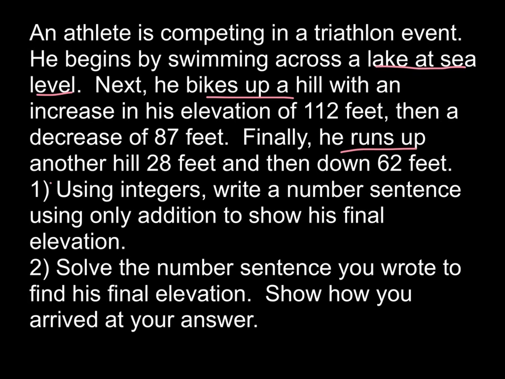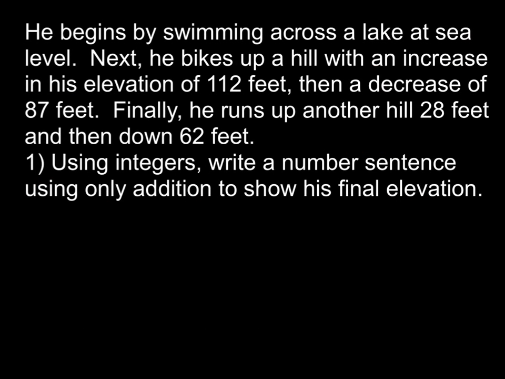And our first thing that we have to do here is write a number sentence using only addition to represent what the athlete does. So let's take a look at this. The very first thing that happens is that he's at sea level. Well, we should know that sea level is 0, and that's where we start. Now I know that I have to use only addition, so I'm going to go ahead and put my addition sign in there.